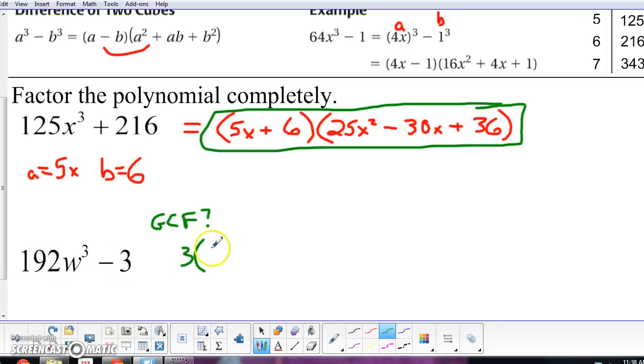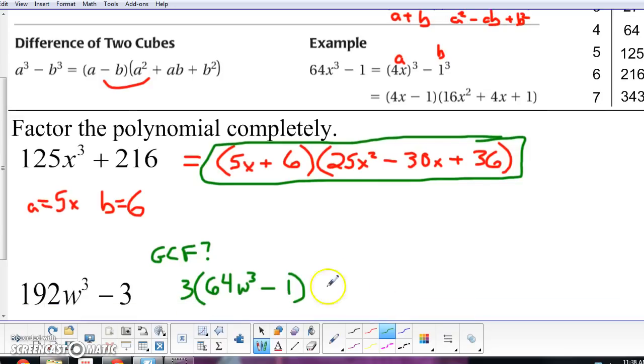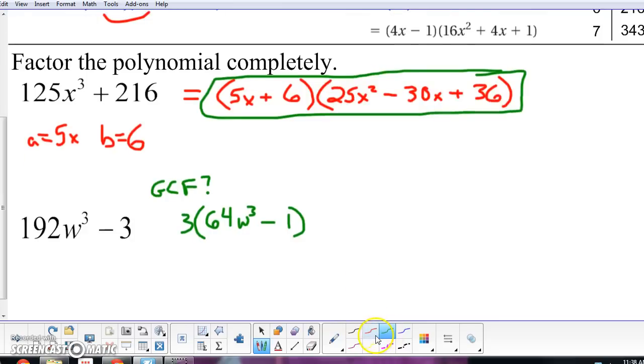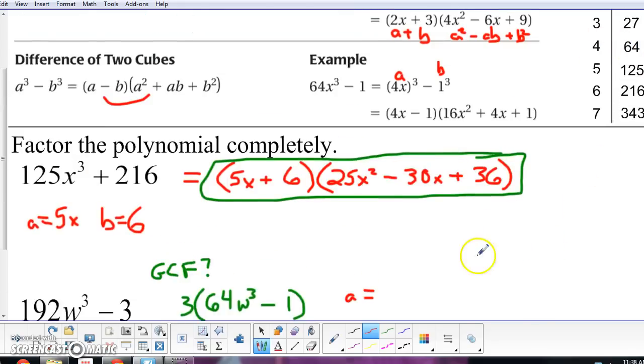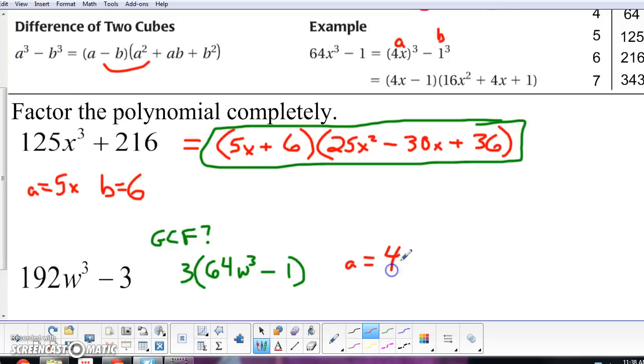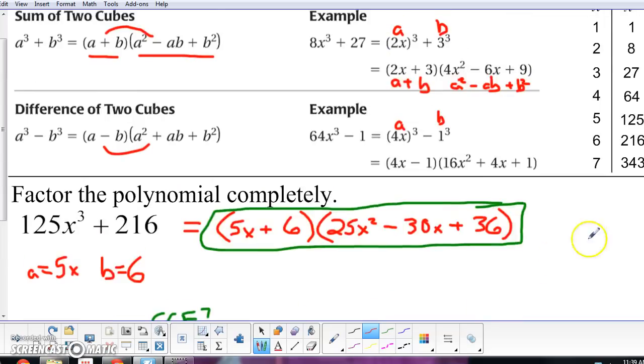Now 3 goes into 192 64 times, so I have 64w cubed. 3 goes into 3 once, so now I've got minus 1. Now all of a sudden I've got 1 which I know is a cube and 64 which I notice is also a cube, so I think I'm going to be good to go here. So I identify what a and b are. a is what did I cube to come up with 64w cubed? Let's check my list. Must be a 4. So 4w is the value of a. And b, what did I cube to get 1? That'd be 1.